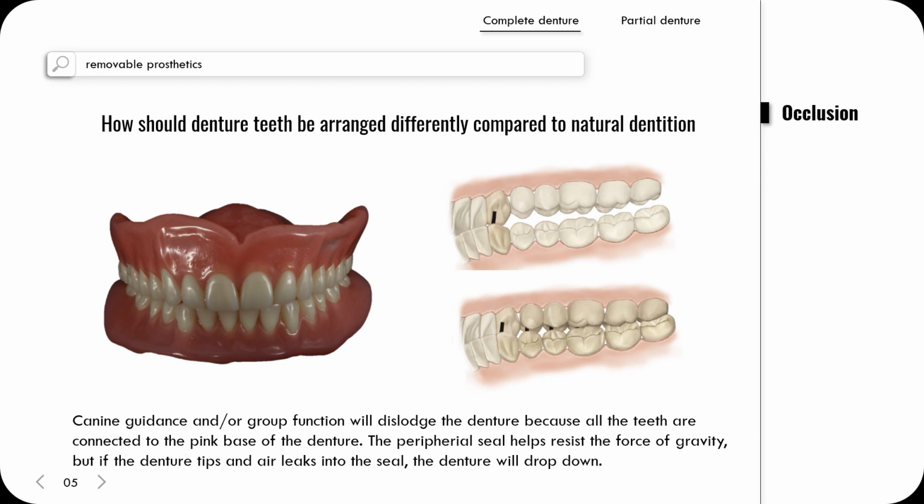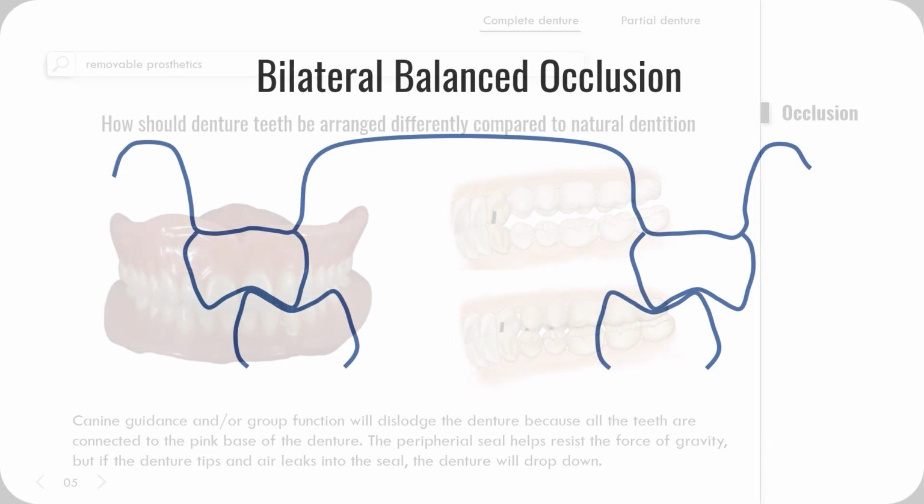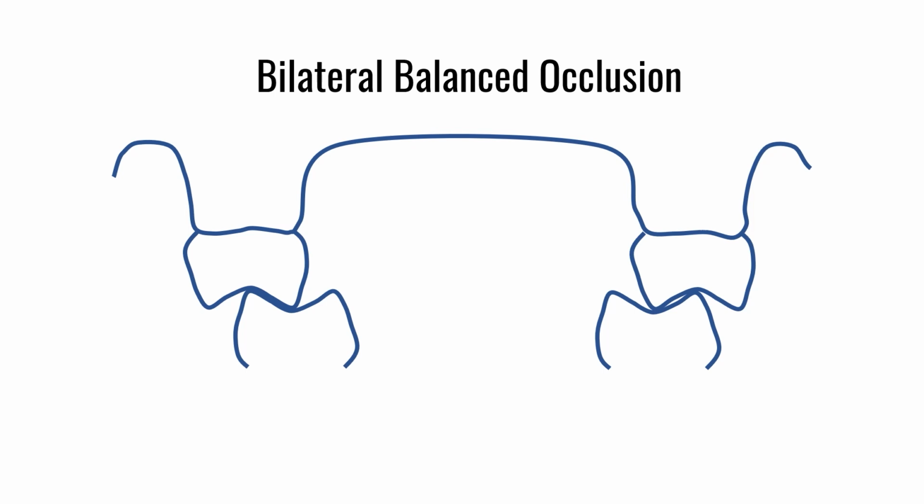Now, if you take, for example, a canine, and you just took that one tooth and loaded it in a horizontal direction, it's going to cause a tipping motion, and that tipping motion is going to end up dislodging the denture. You're going to have air leak in and break up that seal, and then the denture will drop down. So that's not ideal.